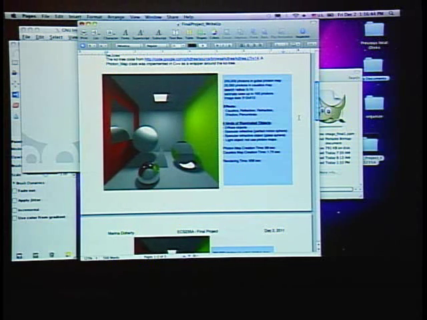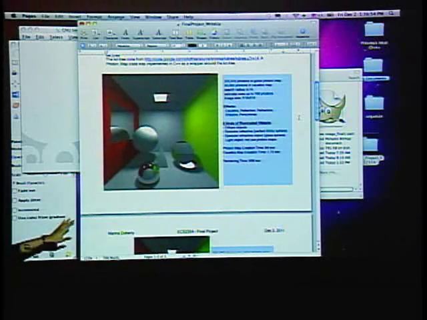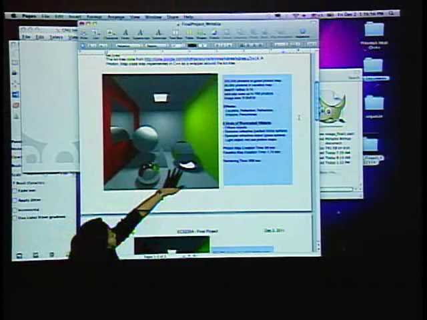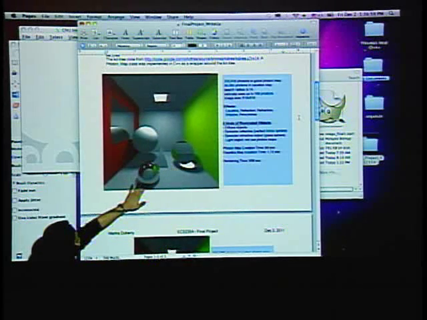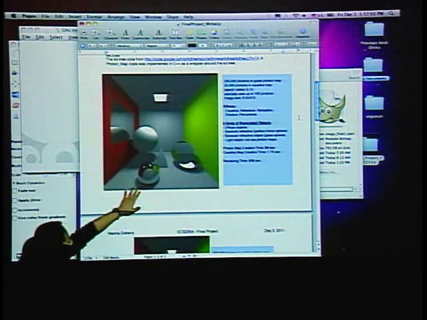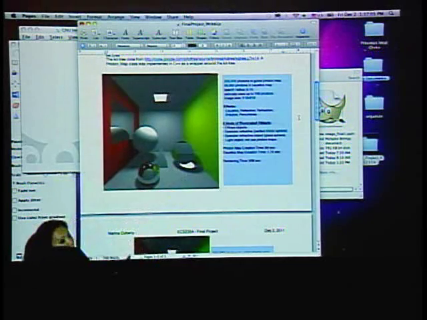And this one is a specular surface material. You can see this effect is very different from this effect, because although they are both specular, this is a specular reflection and this is a specular refraction.